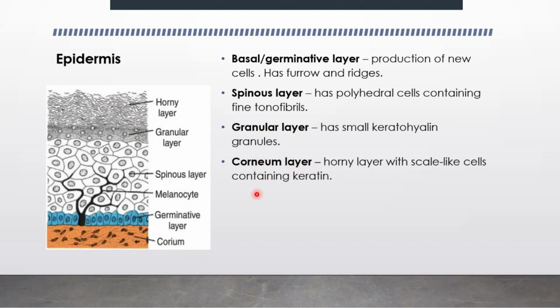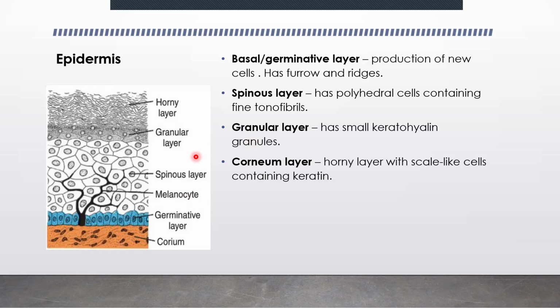A point to appreciate is that we have a fifth layer in the thick skin, which is between the stratum corneum and the stratum granulosum, the layer known as stratum lucidum, which is the translucent layer, found between the granulosum layer and the corneum layer. And that stratum lucidum acts like a boundary between the two layers.